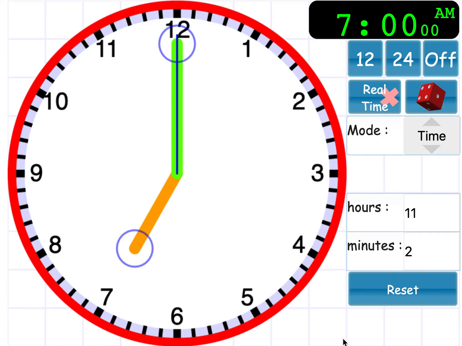We're going to be learning to tell the time on a digital clock, which you can see up here on the far right corner. And you're going to be comparing the time on an analog clock, which is this clock face with the minutes hand and the hours hand. And so you're going to be comparing what the time looks like on an analog clock in comparison to what it looks like on a digital clock.